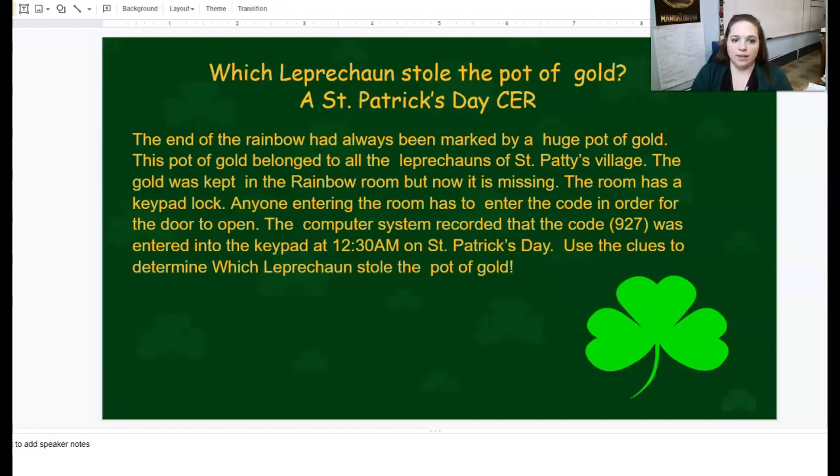St. Patrick's Day CER. The end of the rainbow has always been marked by a huge pot of gold. This pot of gold belonged to all the leprechauns of St. Patty's village. The gold was kept in the rainbow room, but now it is missing. The room has a keypad lock. Anyone entering the room has to enter the code in order for the door to open. The computer system recorded the code 927 was entered into the keypad at 12:30 a.m. on St. Patrick's Day. Use the clues to determine which leprechaun stole the pot of gold.